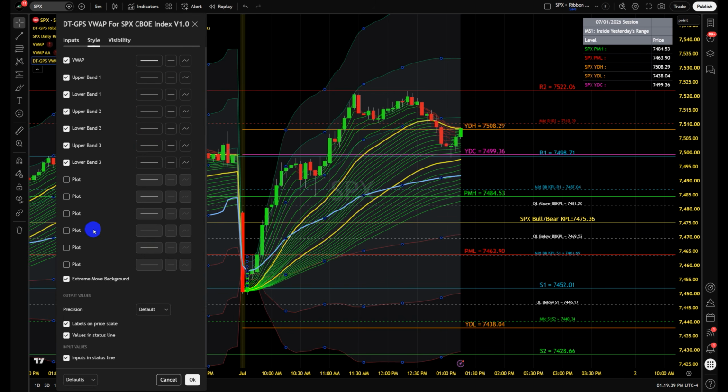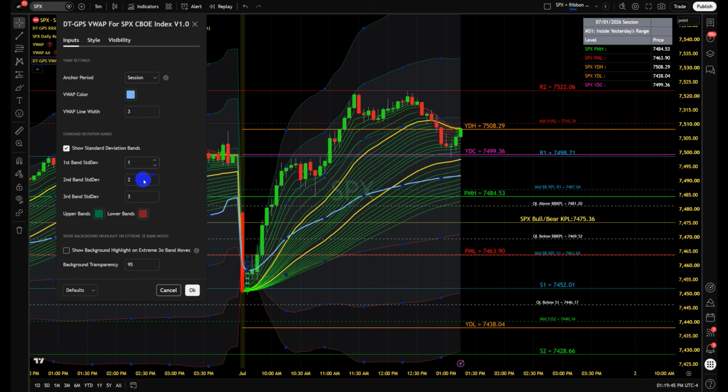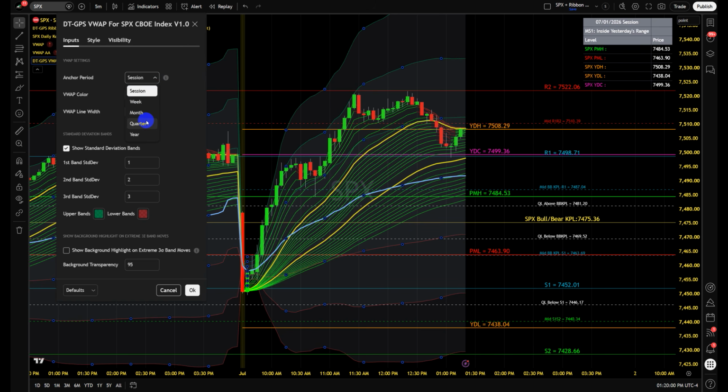Now with the bands, you can increase the line width or change the style. You can change the color as well. You can also change the anchor period with session, or if you want to look at a longer period chart for some other views of SPX, you can change that as well.